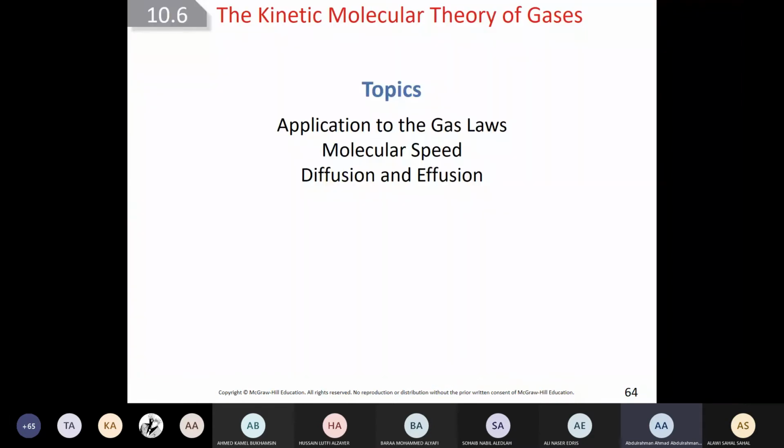Good. Let's move on. All right. Now we're going to do some other facts, and we're going to talk about molecular speed. I'm going to define two things later, which are diffusion and effusion. I want you to write them now and memorize them, but we will explain them when we come to them. Diffusion and effusion. Okay, good.